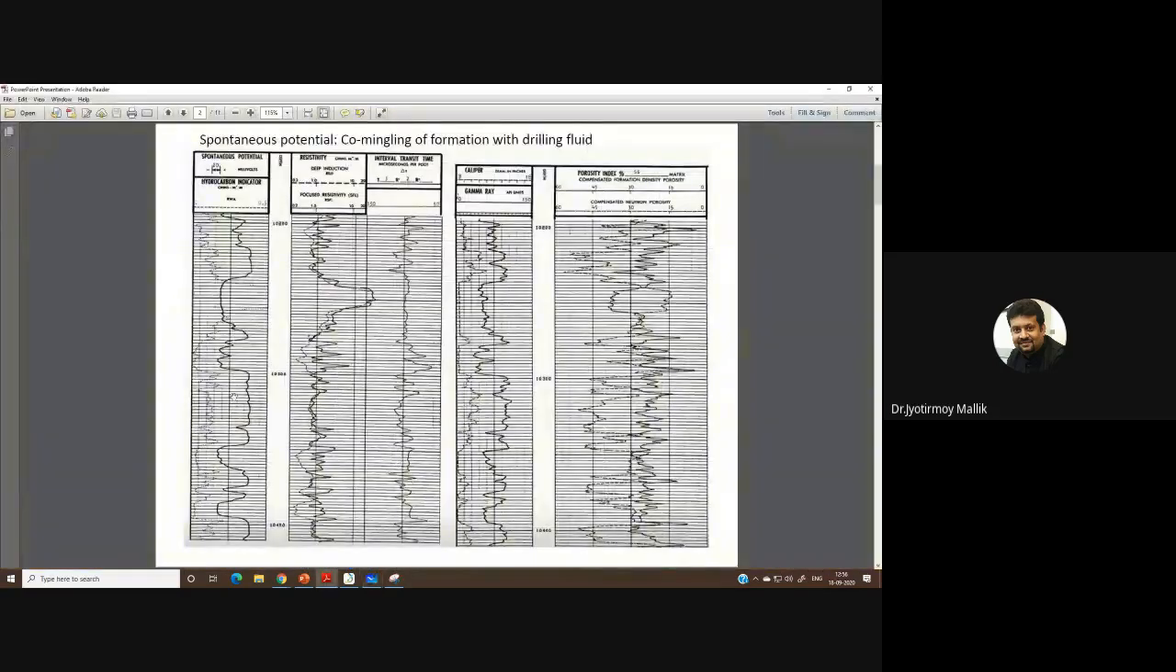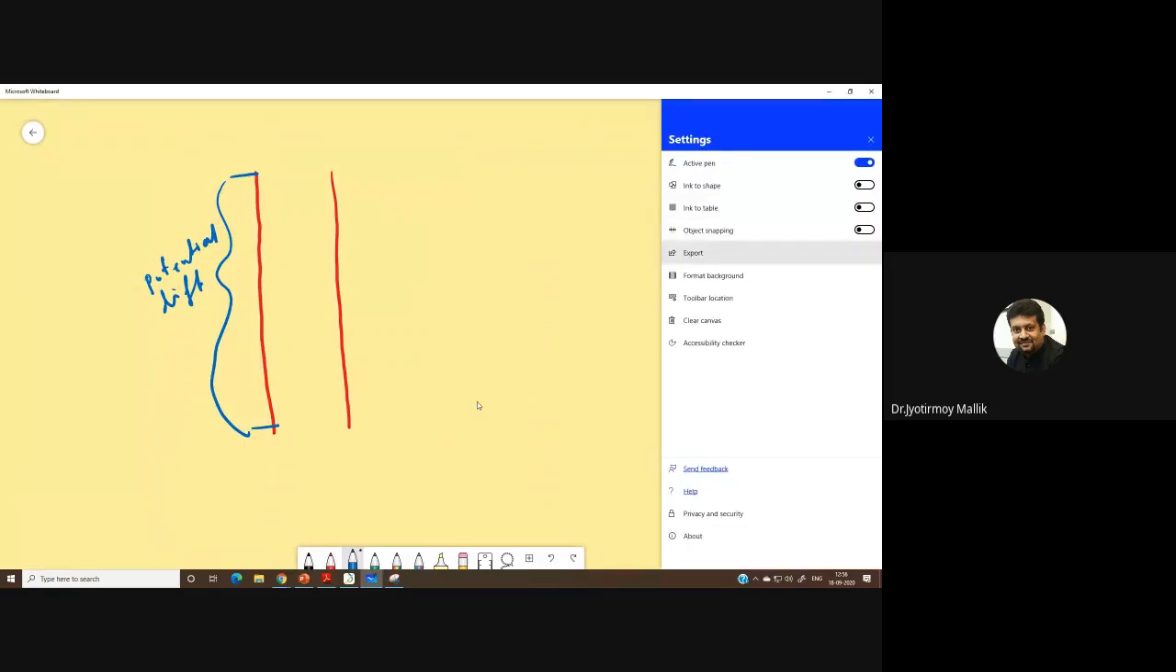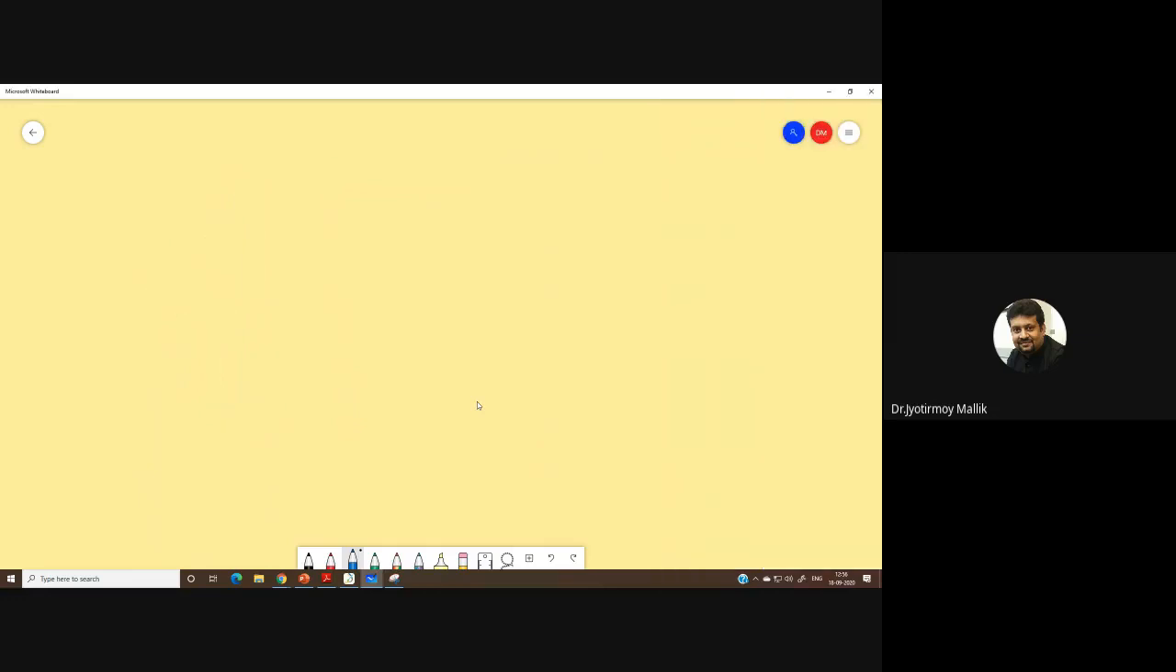Now, the next curve we are going to talk about is resistivity. So if I ask you, sorry, that I have two sandstone units, the sandstone unit A and sandstone unit B. Remember, both are sandstones. Maybe the sandstone unit A is filled with hydrocarbon, and sandstone unit B is filled with water.